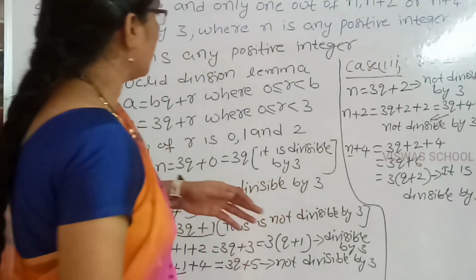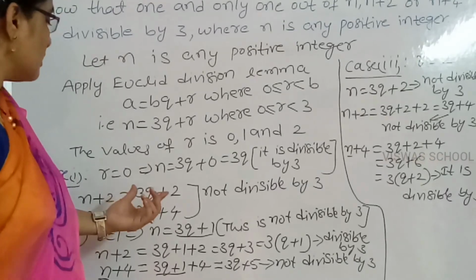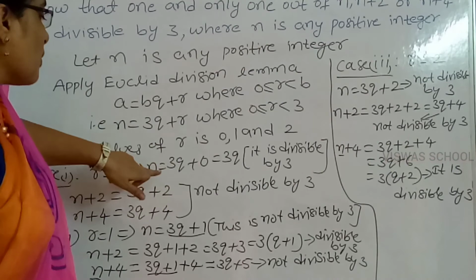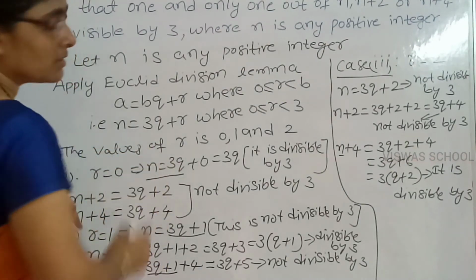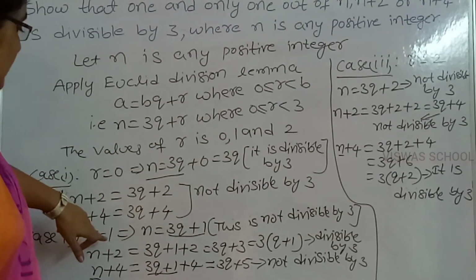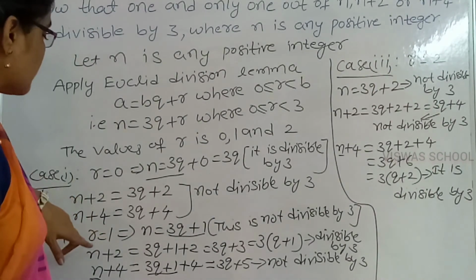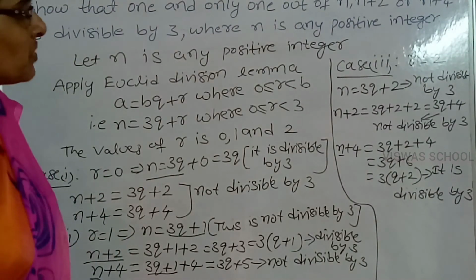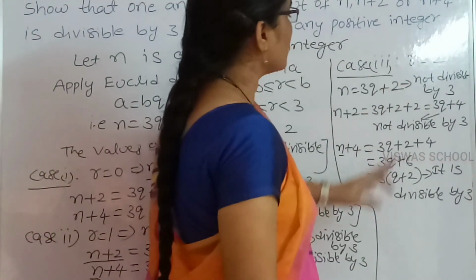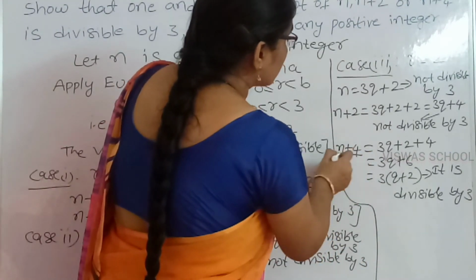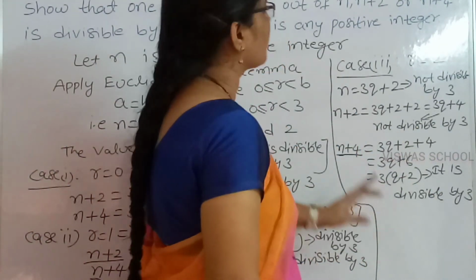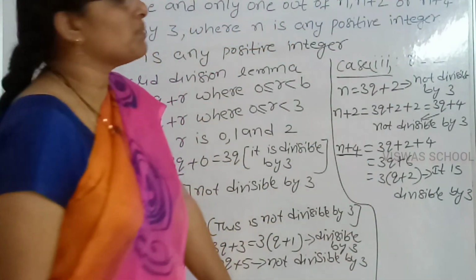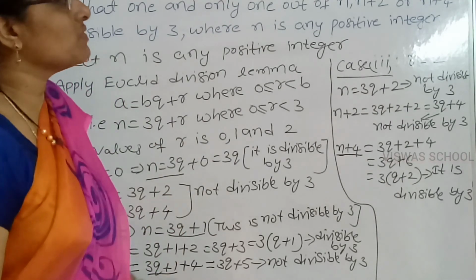Okay, here see. In case 1, if r equals 0, which one is divisible by 3? Only n is divisible by 3. And in case 2, if r equals 1, which one is divisible by 3? Only n plus 2. And coming to case 3, if r equals 2, which one is divisible by 3? n plus 4 is divisible by 3. That is, out of n plus 2 and n plus 4, only one is divisible by 3.